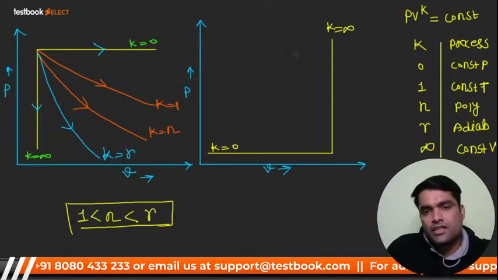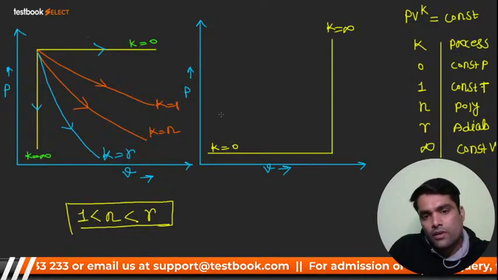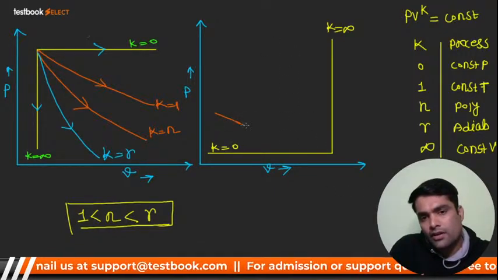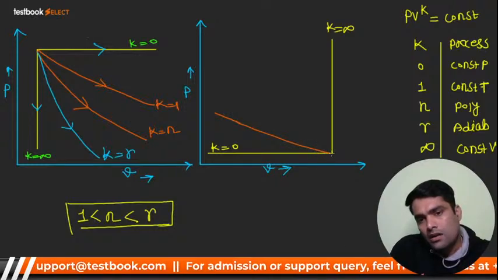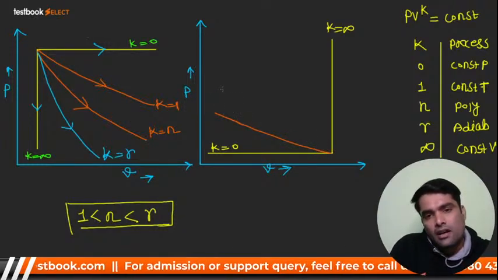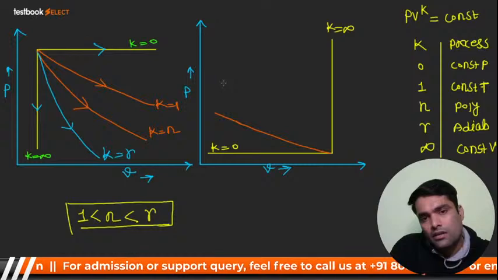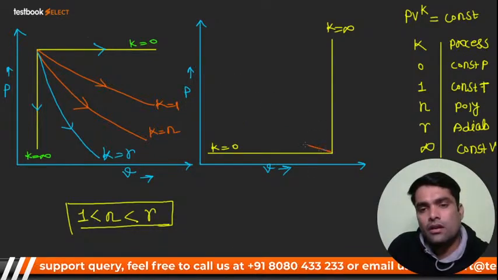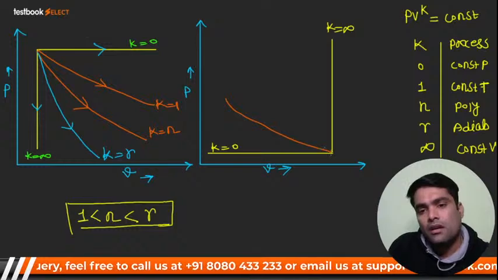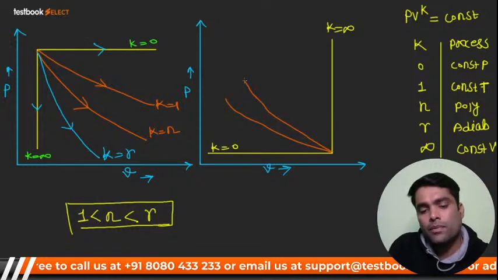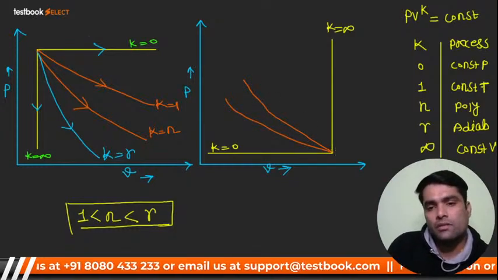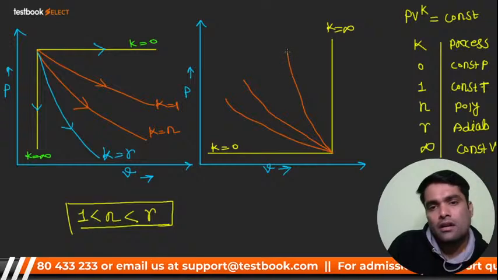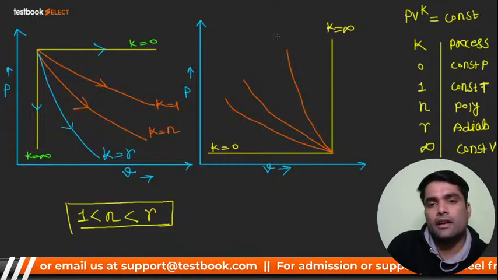So definitely, the steepest will be this one. That is what, my dear? It is your isothermal, right? My dear, after this, what will be yours? It is your polytropic, right? And this will be what, my dear? This is adiabatic, right?